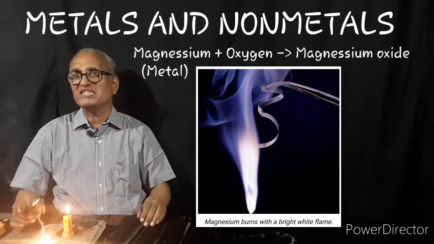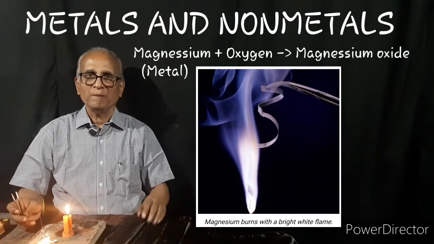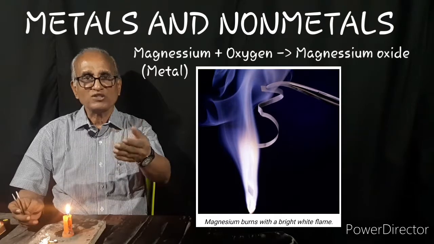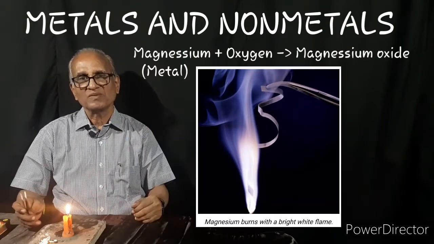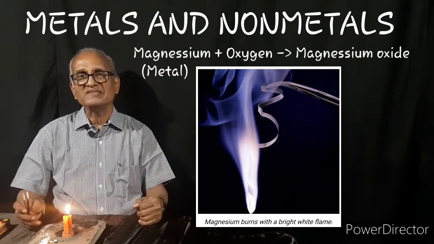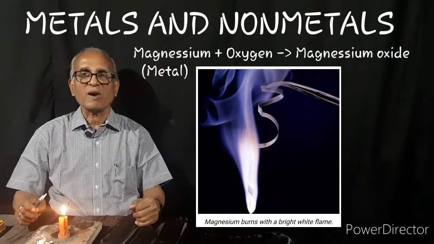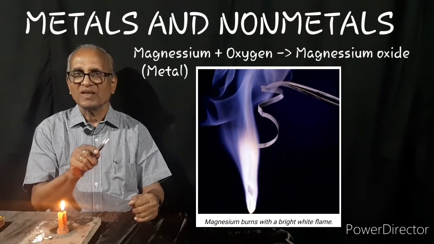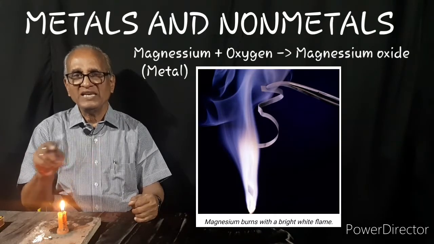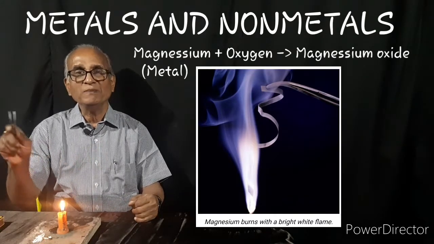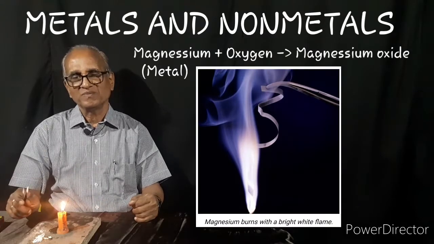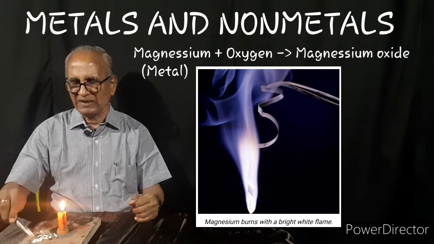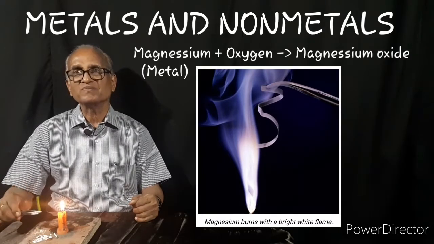Magnesium burns in oxygen in the air. Magnesium burns, taking oxygen from the air, and the chemical that is formed is magnesium oxide. Magnesium plus oxygen, that's burning, gives us magnesium oxide. So what we got here in the form of this powder is magnesium oxide.